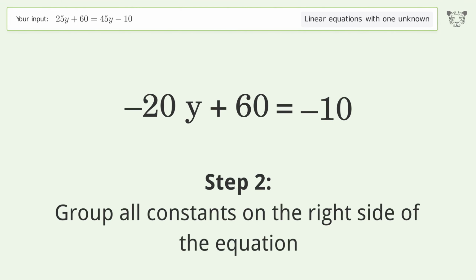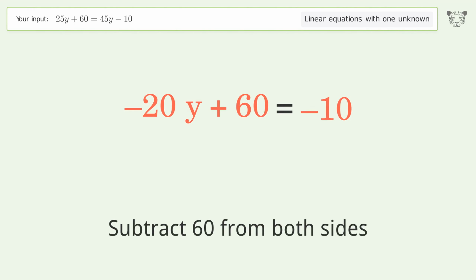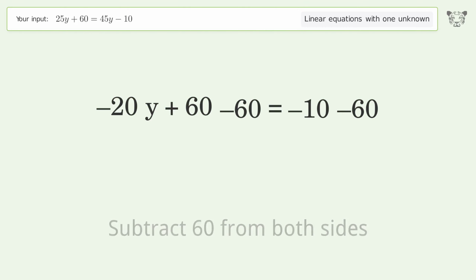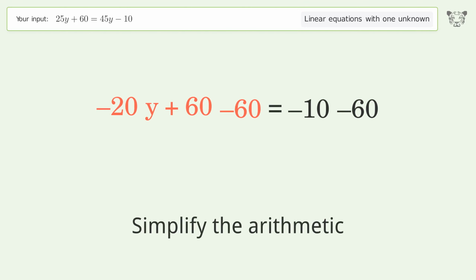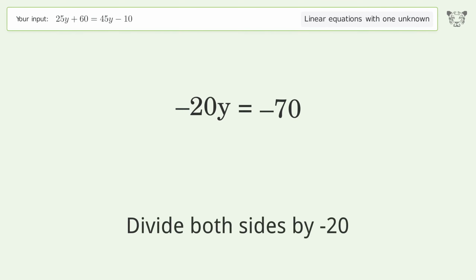Group all constants on the right side of the equation. Subtract 60 from both sides. Simplify the arithmetic. Isolate the y. Divide both sides by -20.